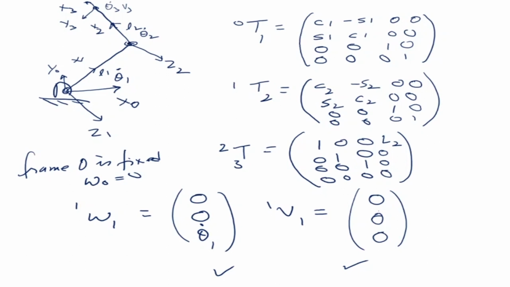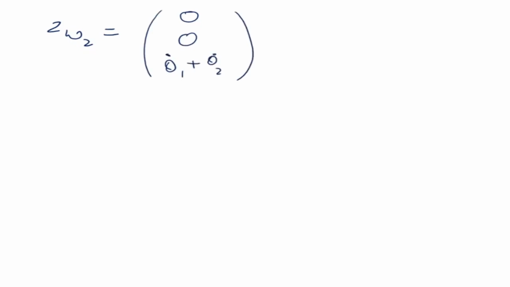So the origin of frame 2 is going to have an angular velocity plus a linear velocity. Why? Because the previous frame has an angular velocity of theta 1 dot. So let's look at the second case. So omega 2 is equal to 0 0 theta 1 dot plus theta 2 dot. Okay, so this is what we are getting here.